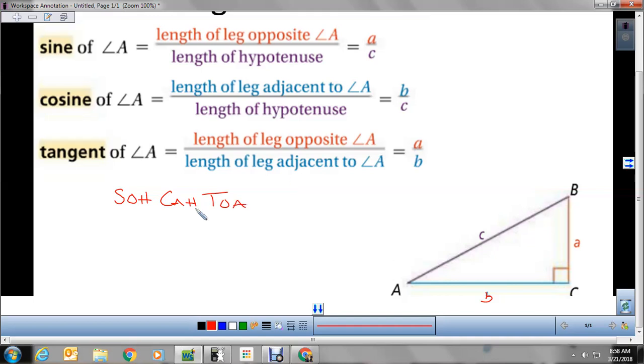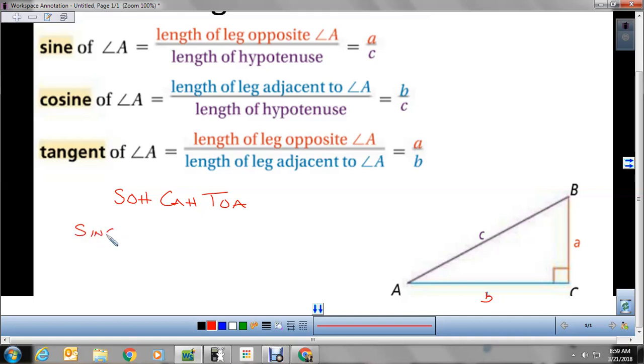If you can memorize this, it'll help you when you get to the ACT, when you're on your test, and you're having to remember what the trig functions are. This little phrase here will help you memorize it. SOHCAHTOA. S, SOA, stands for sine.